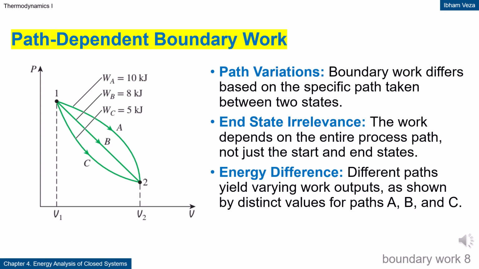Path-dependent boundary work. Boundary work is not determined only by the initial and final states, but also by the process path. Two processes with the same initial and final states can produce different amounts of work. This is shown by different paths on the PV diagram. Each path encloses a different area. This demonstrates that work is a path function, not a property.